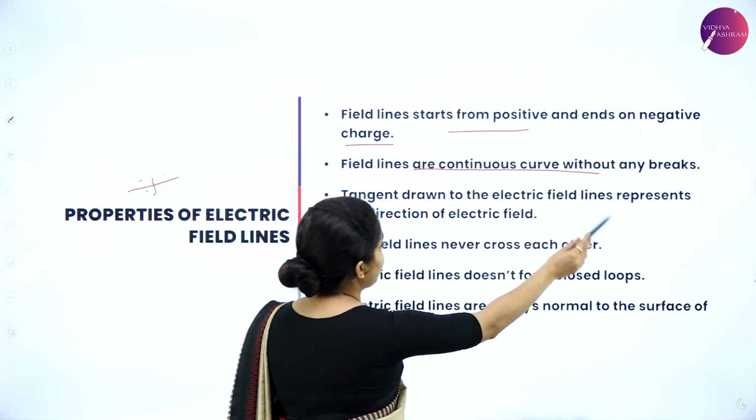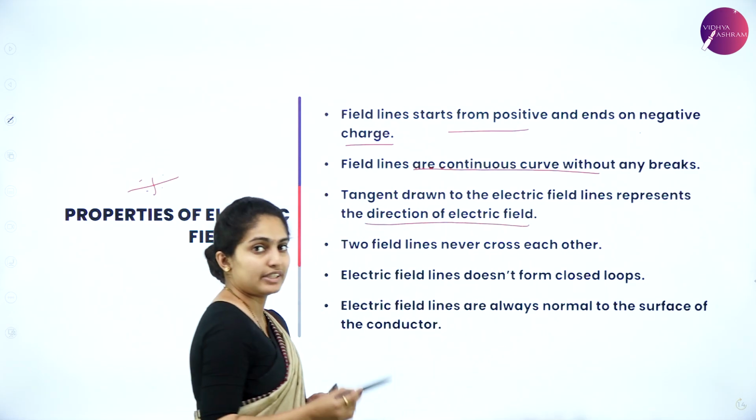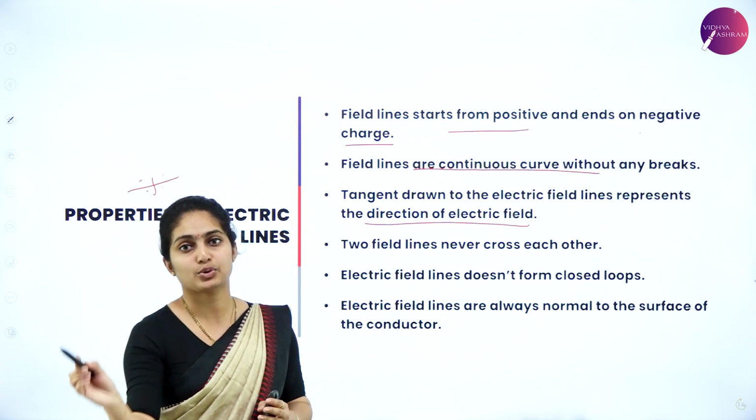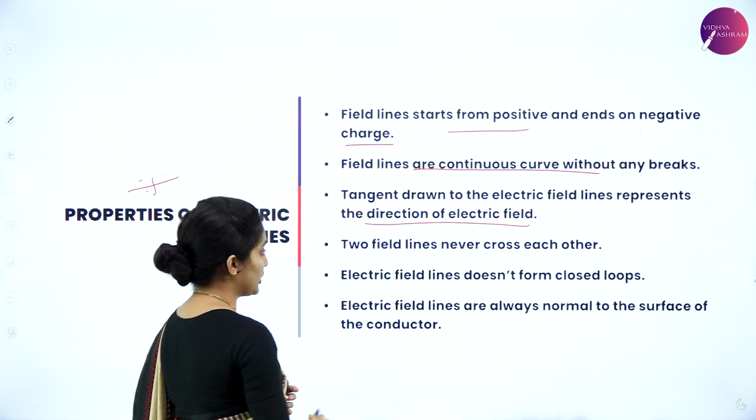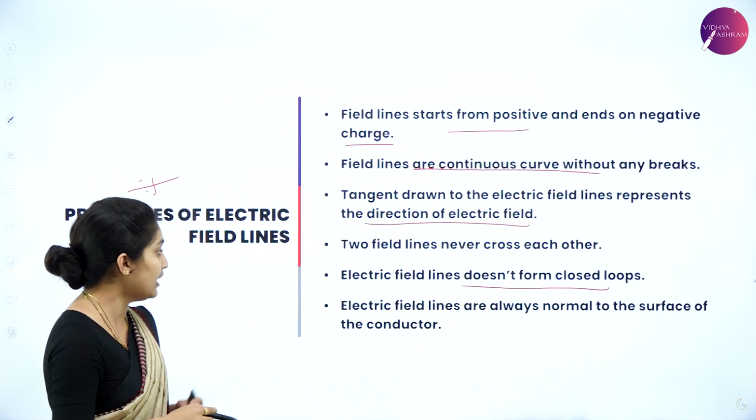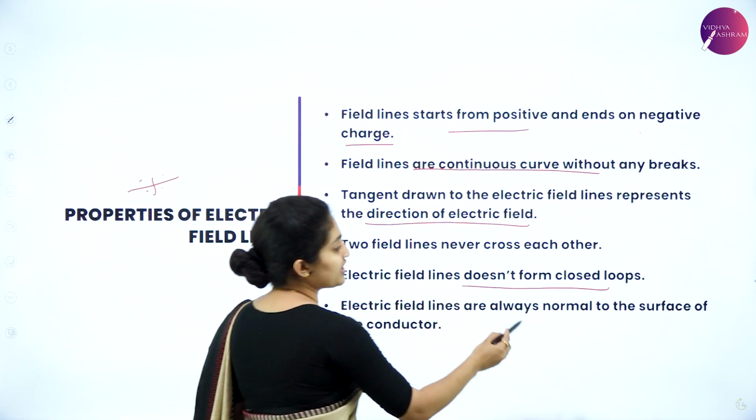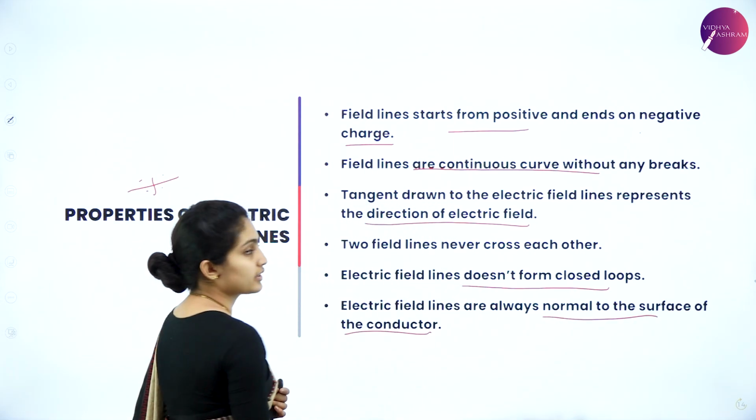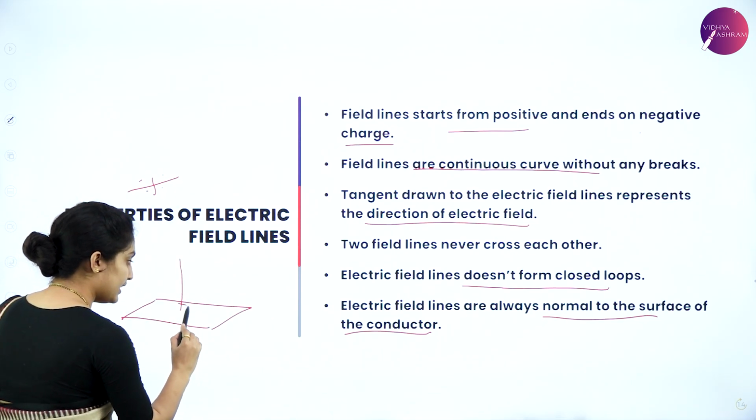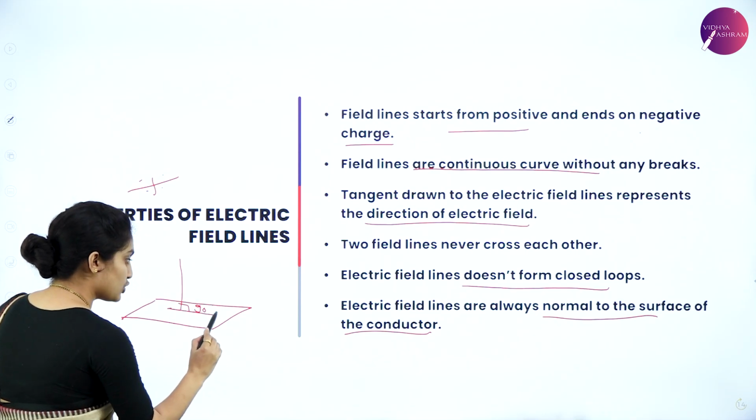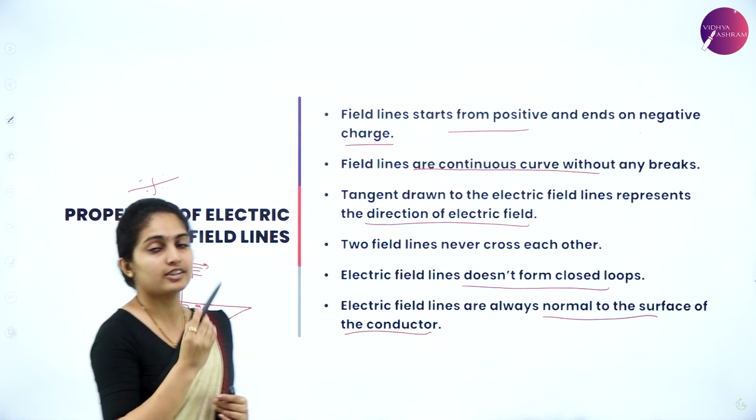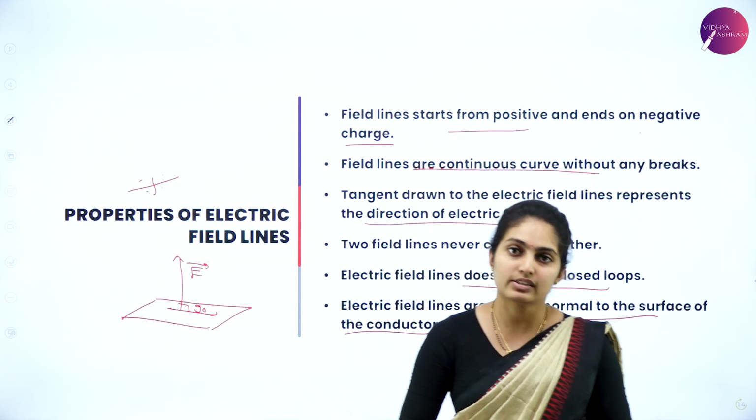A tangent drawn to an electric field line represents the direction of the electric field, as studied. Two lines never cross each other, they just move from one place to another without intersecting each other. Electric field lines do not form any closed loops, and electric field lines are always normal to the surface of the conductor. Suppose this is the surface of the conductor, normal in the sense it should be at 90 degrees. Theta should be 90 degrees. So electric field lines are always at 90 degrees to the surface of the conductor.